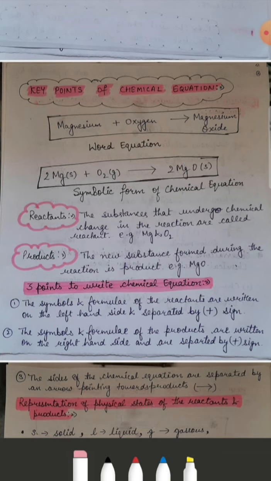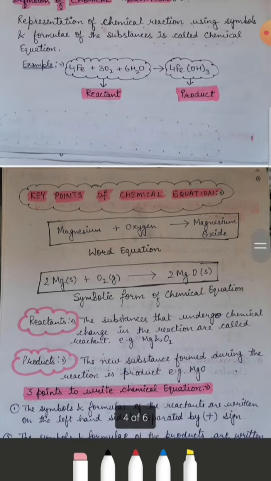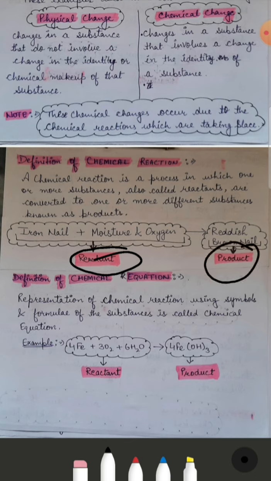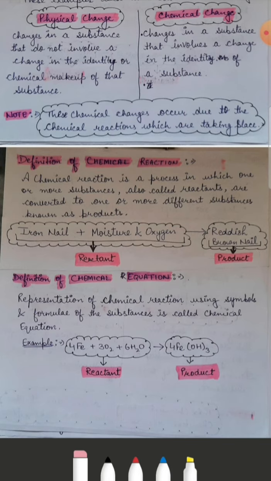So I have mentioned in the earlier page that we have reactants and products. Above here I have mentioned that these are reactants which are on the left hand side, and these are products which are on the right hand side. So what are these reactants and products? Let's see.